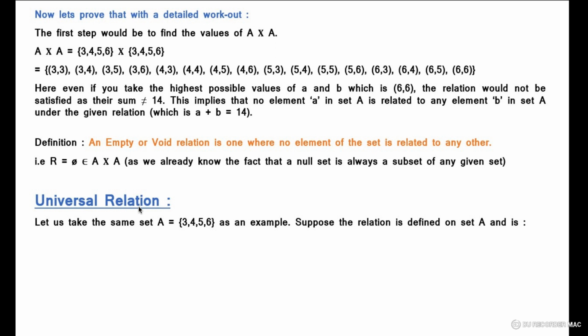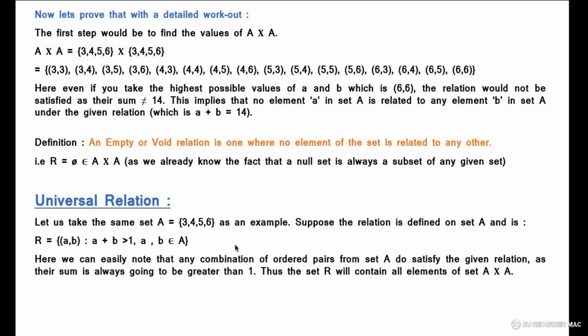Suppose the relation is defined on set A and is R = {(a, b) : a + b > 1, where a and b belong to set A}. So here they are defining a relation in A such that the condition is a + b should be greater than 1. Here we can easily note that any combination of ordered pairs from set A does satisfy the given relation. So whatever combination of ordered pairs you take, a + b will always be greater than 1. Thus the set R will contain all elements of set A cross A.